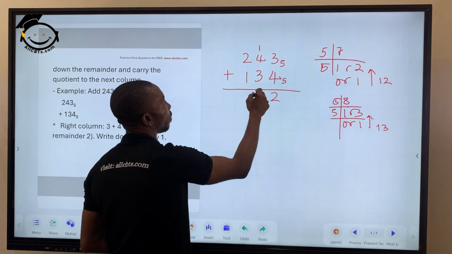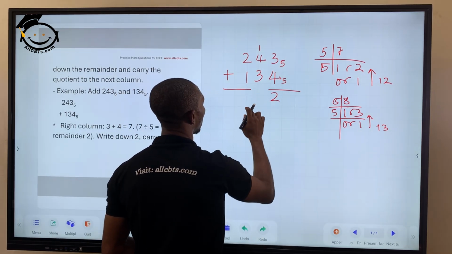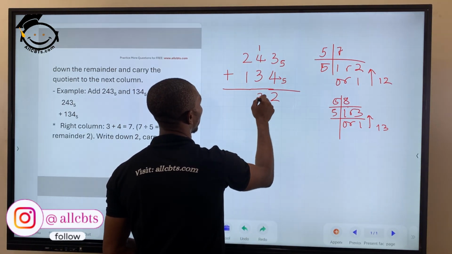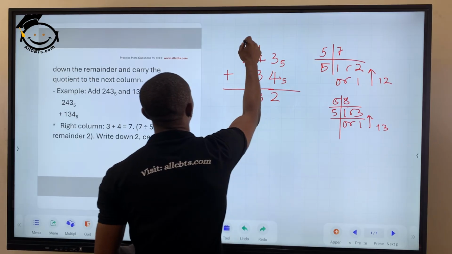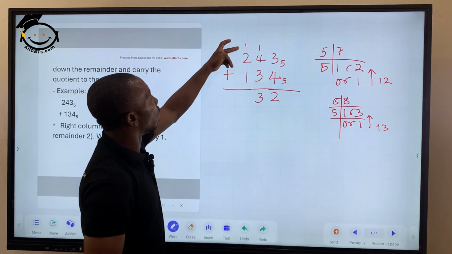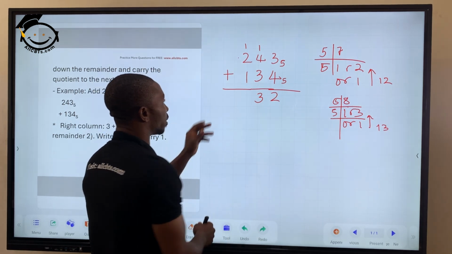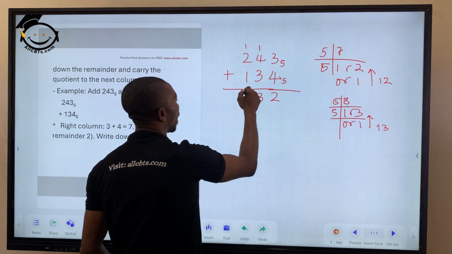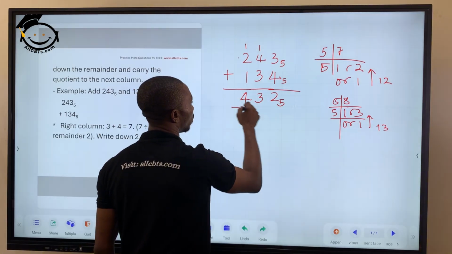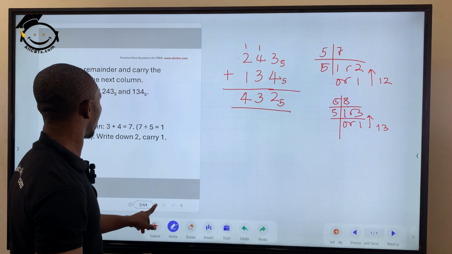So here we write 3 and carry 1. Now 1 plus 2 is 3, plus 1, 4. It is less than 5, so we write 4 base 5. So this gives us our answer as 432 base 5.